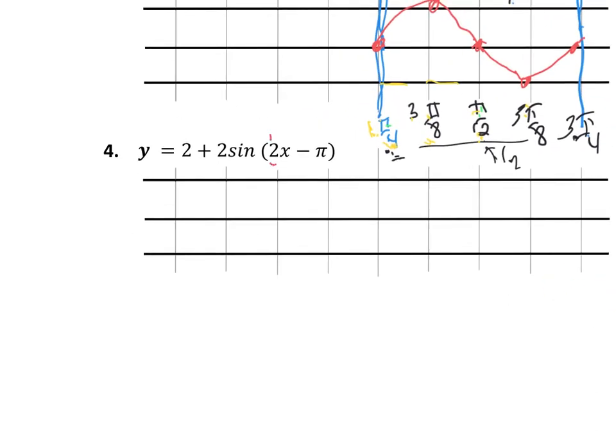Factor out this b. B is definitely a 2, but I gotta factor it out. So what I'm really looking at is y equals 2, shifting up 2, plus a positive sine with an amplitude of 2. I'm pulling out the 2, leaving x minus pi over 2. Whenever I'm pulling out a number, that number I pulled out has to become the denominator in order for it to cancel out.